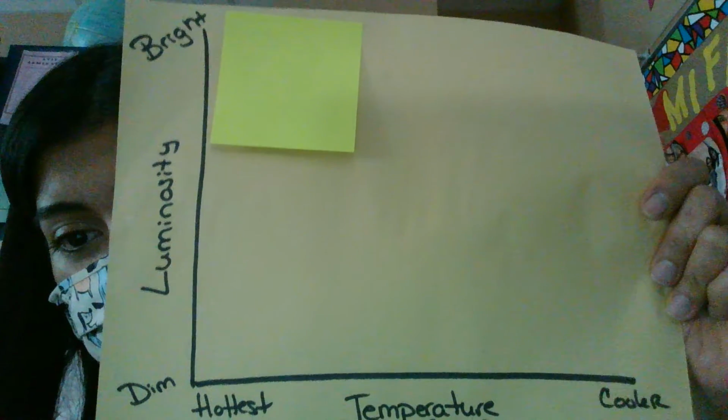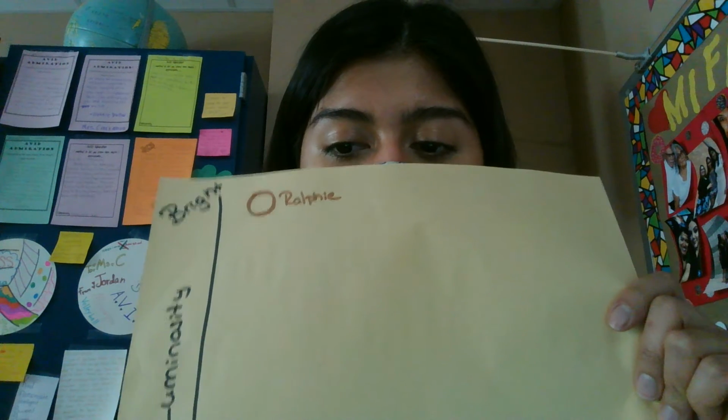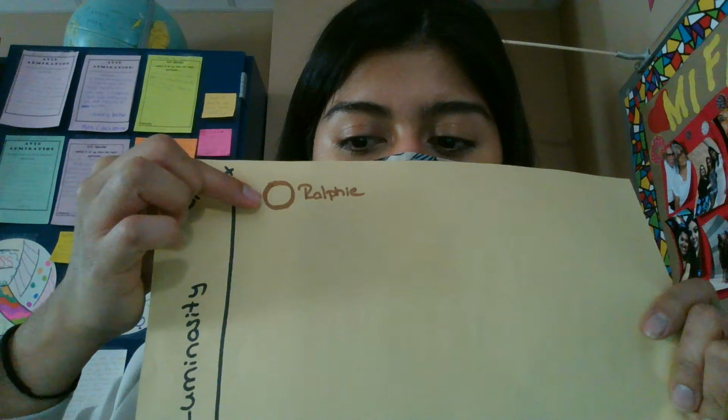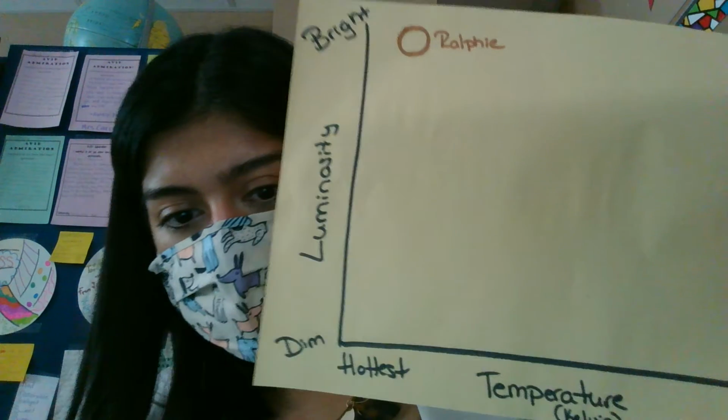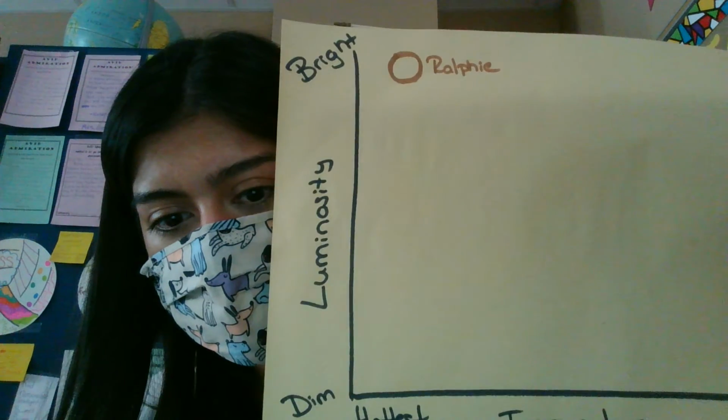So I'm going to plot my star in the HR diagram that I made. Here's hot, and here's super bright. That's it. Super easy. Keep filling in the blanks.